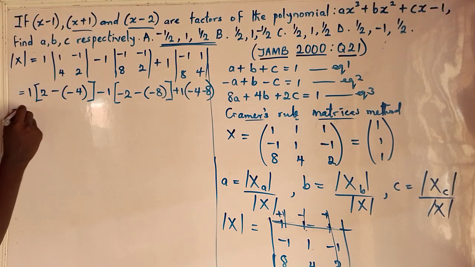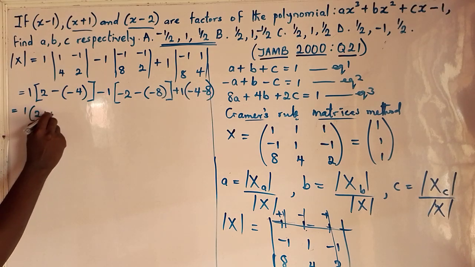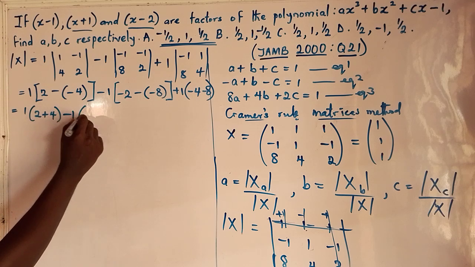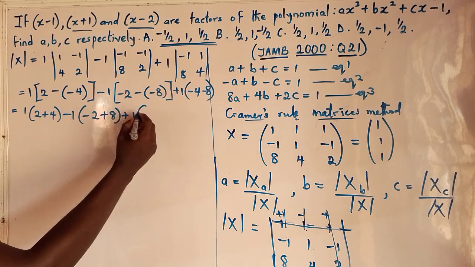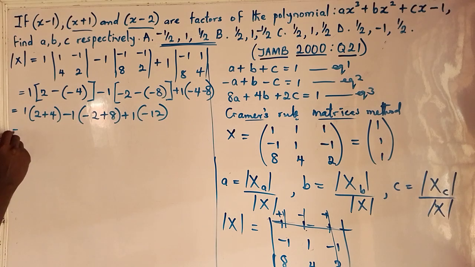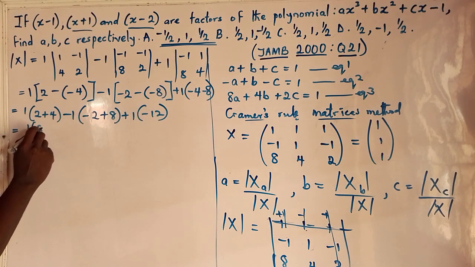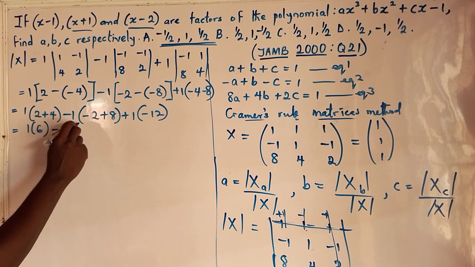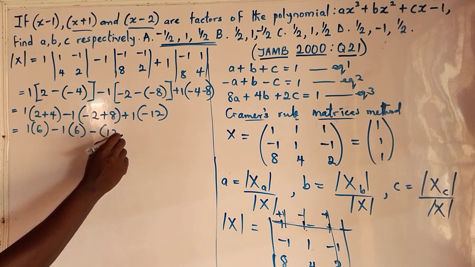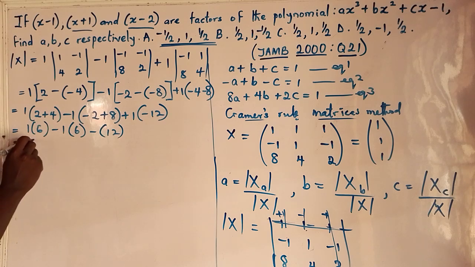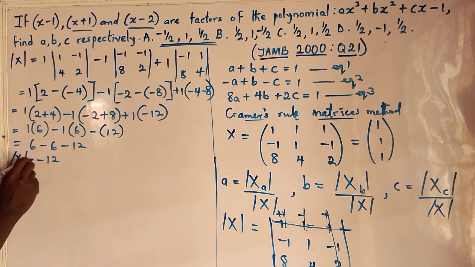So what we have here is 1, open bracket, 2 plus 4, close bracket, minus 1, open bracket, minus 2 plus 8, plus 1, open bracket, minus 4 minus 8 is minus 12. So this is 1 times 6, minus 1 times 6, and then plus times minus is minus, which gives 12. So we have 6 minus 6 minus 12, which gives minus 12. That is the determinant of matrix X.